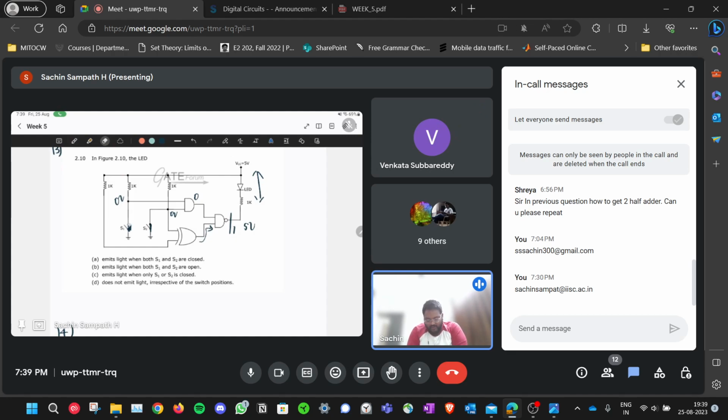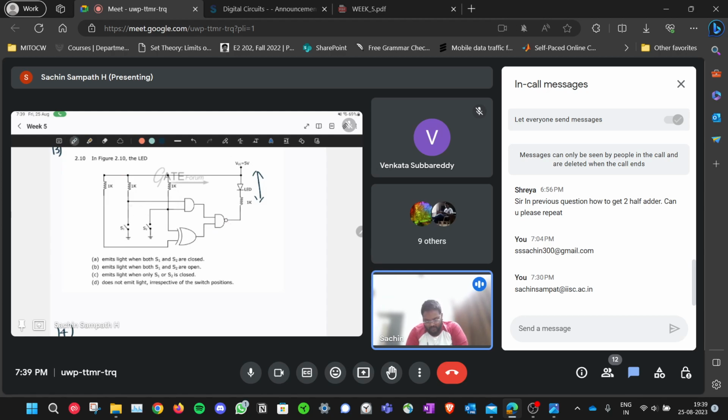But as you saw here, even if one of them is closed, one of the inputs will be 0, right? Let's say we call this input A to the AND gate and this input B. If S1 is closed, A will be at 0. If S2 is closed, B will be at 0. So if any one of them is closed, one of the inputs to the AND gate will be 0. So again the same situation will happen. Again the LED won't glow. So you have to keep both of them open.